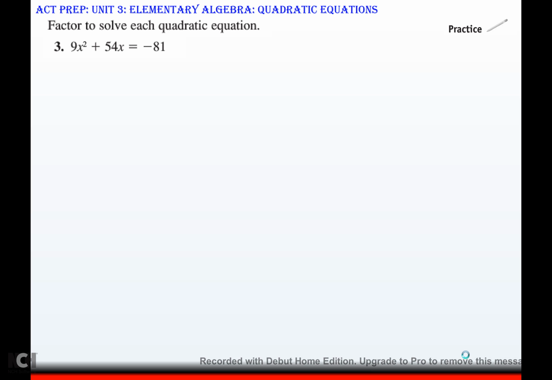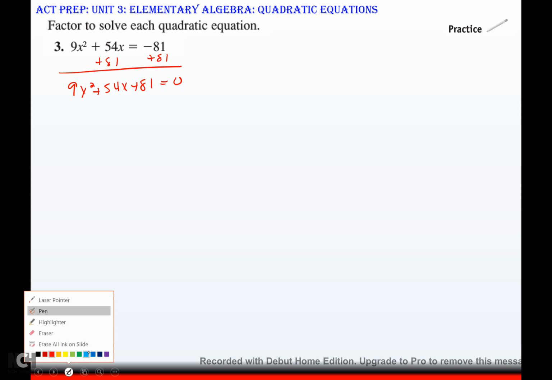Alright. So we're going to factor to solve each equation. Again, I've got to get 0 on one side, so I'm going to add 81 to both sides. That gives me 9x squared plus 54x plus 81 equals 0. Those big numbers and those big ends, again, my instinct is to do a times c, find all the factors. But when I notice the ends are perfect squares and they're big like that, I tend to think, I wonder if that's a perfect square trinomial.